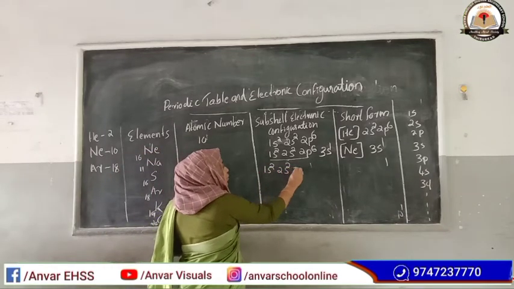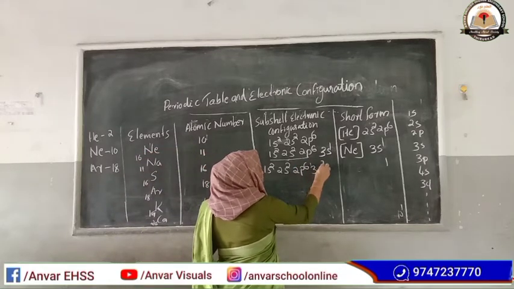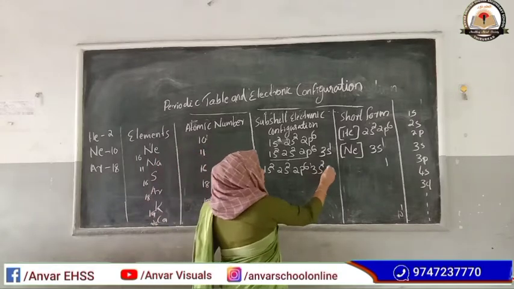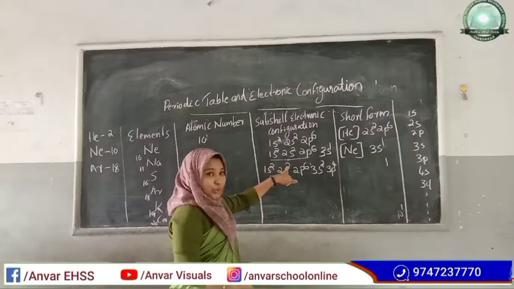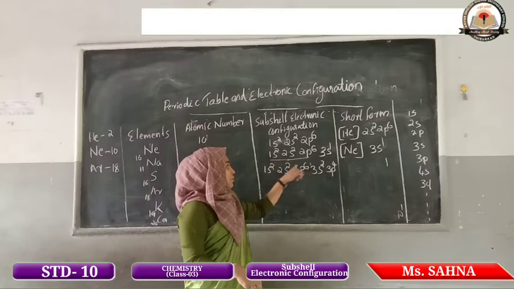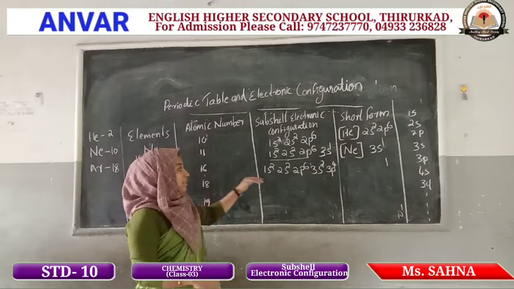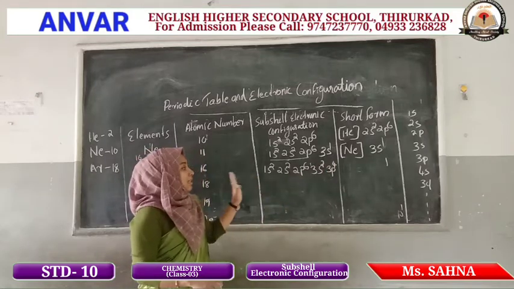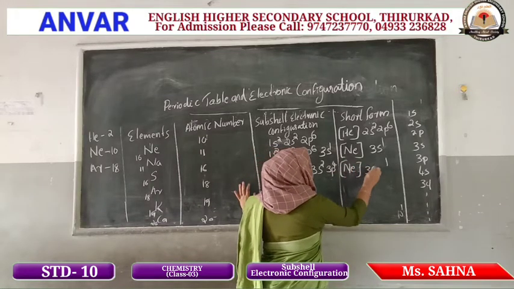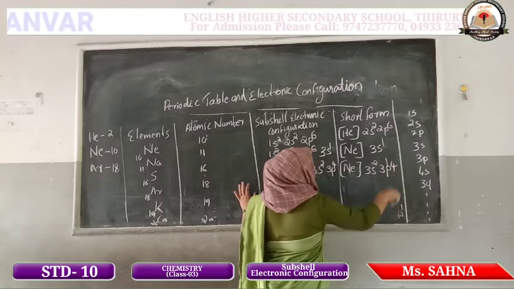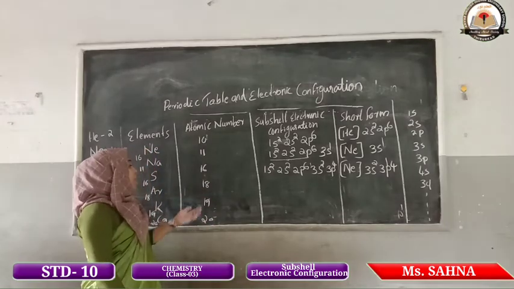Next is 16. 1s2, 2s2, 2p6, then 3s2, that is 12 electrons, then 3p4. Correct? 2 plus 2, 4, 6, plus 4, plus 6, 10, 10 plus 12, 12 plus 4, 16. 16 electrons are filled in this subshell, and we write the short form: neon 3s2, 3p4. All of you understand this. Next we take argon.